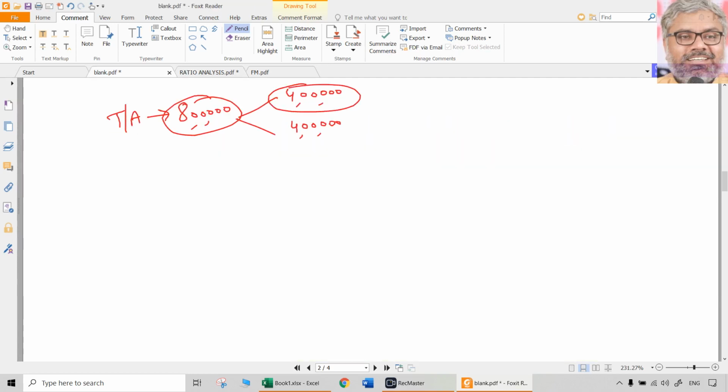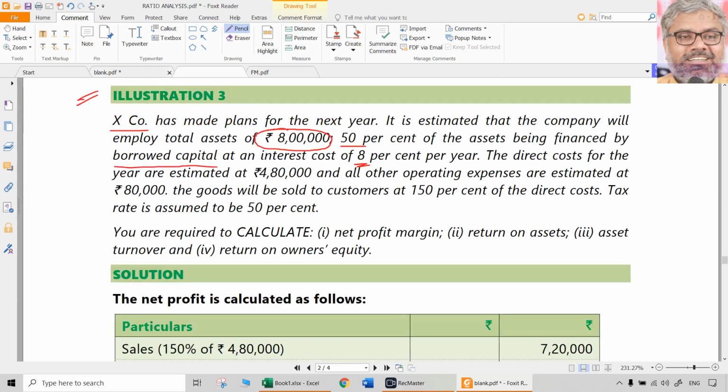So 50% by borrowed capital at an interest cost of 8% per year. So on this 8% per year, how much could be the interest cost? That could be 32,000. Okay, these calculations you have to show separately in the examination. I'm just showing in a simpler format. Presentation wise, for each of them you should show separately. Borrowings 4 lakhs, on that 8% means interest expenditure could be 32,000. That is interest.